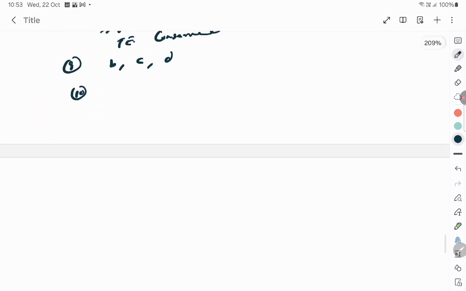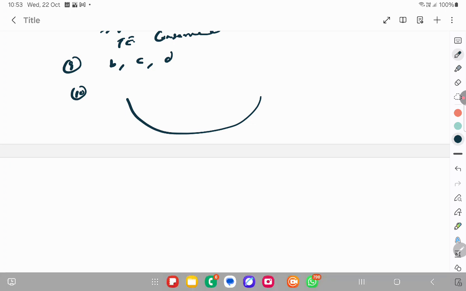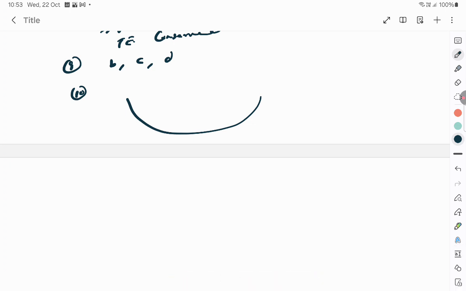The 10th question is about gravitational intensity. They've given a hemispherical shell, and they have indicated some arrows which represent the direction of the field. This is A, this is B, and this is C. The gravitational intensity at C of the drumhead defined by a hemispherical shell has a direction indicated by the arrow.